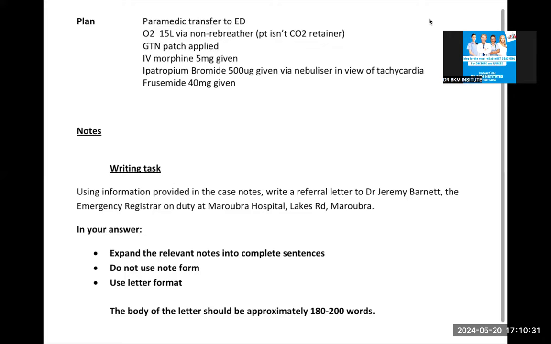Before you write anything, you need to know what this letter is about. The main thing is whom you are writing the letter to. You are writing to Dr. Jeremy Barnett. This is the main thing, because I will do all the data selection according to this person. He is an emergency registrar on duty at Marlborough Hospital. So basically, I am sending the patient to the emergency registrar. Obviously, I can understand there is something urgent with the patient. That means the patient is in critical condition, so I want to understand what that critical condition is.